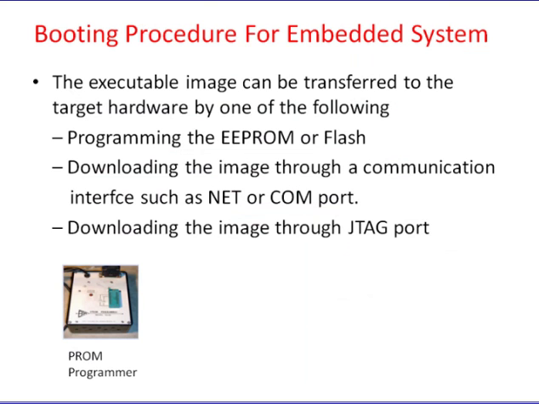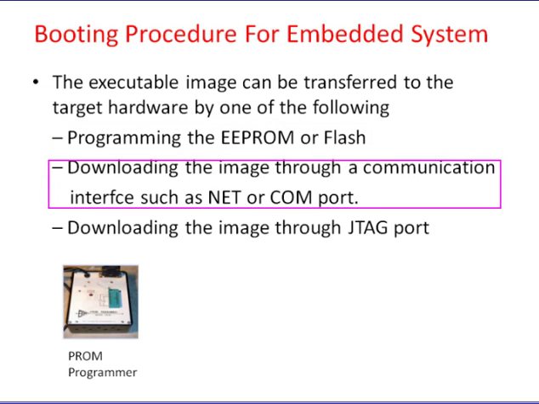Booting procedure for embedded system. Once a program has been successfully compiled, linked, and located, it must be moved to the target platform. The binary image can be downloaded to the embedded system in the following ways. It can be loaded into ROM via a device programmer or PROM programmer, which burns a chip that is then reinserted into the embedded system, or by programming the E2PROM or flash.